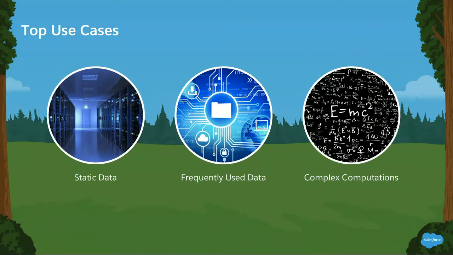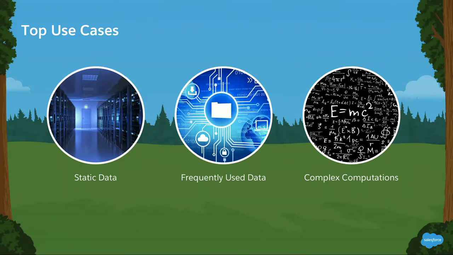Some top use cases: static data. A good example of what not to cache would be a stock price. If you need to constantly get the stock price, but it's changing constantly, that wouldn't make sense, because every time the user goes in, you'd have to fetch that data from an external system over and over. That's a cache miss, when the data is not already in the cache.